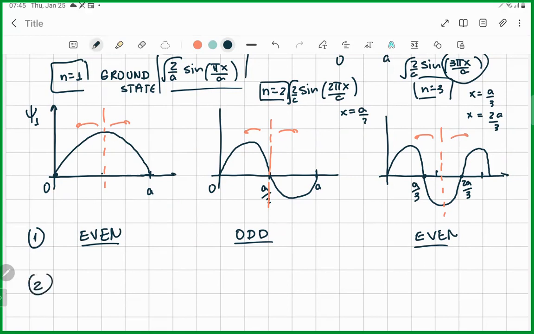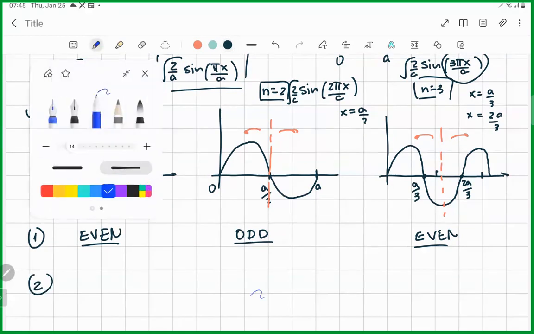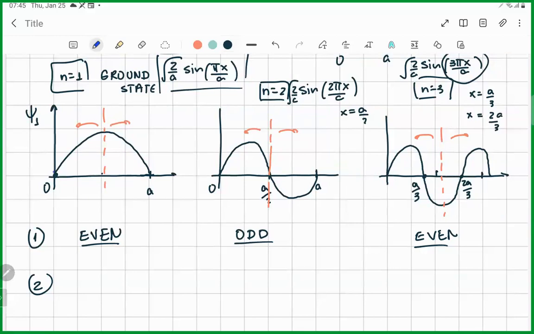Another property, what do we see? In the ground state, we don't have any nodes. We just have the edges here of the wave function. So no node. When we go one step up, to the first excited state, we get one node. When we go two steps above the ground state, to the second excited state, we get two nodes. So every time we go one step up in energy, we get one more node. This is the second property. So these are easier ones.